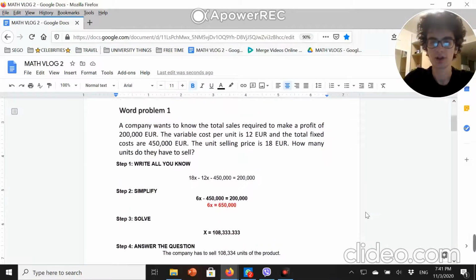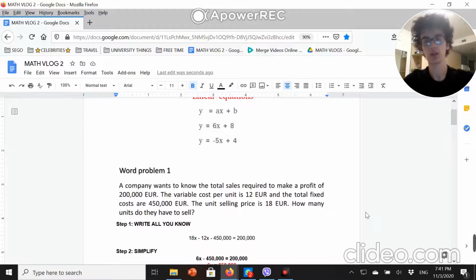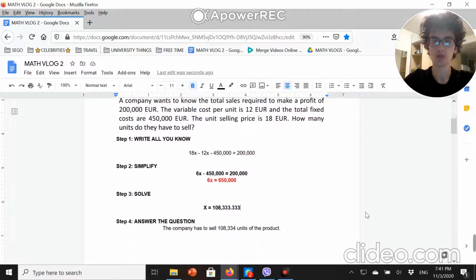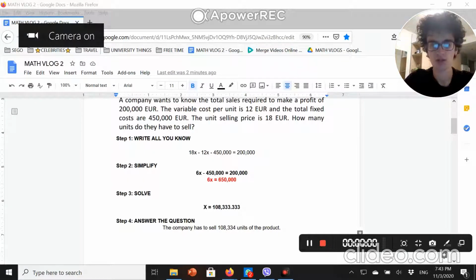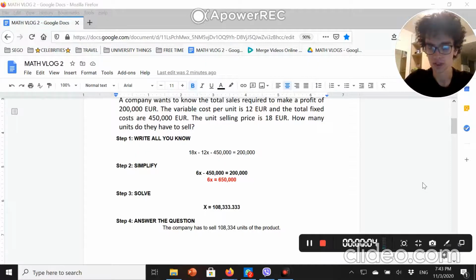Speaking of linear equations, I wouldn't add anything else. It's really straightforward. You just write everything you know from the question, then you simplify, as long as you don't have a really simple equation, and then you just solve it by plugging it into the calculator, and it will give you your answer.